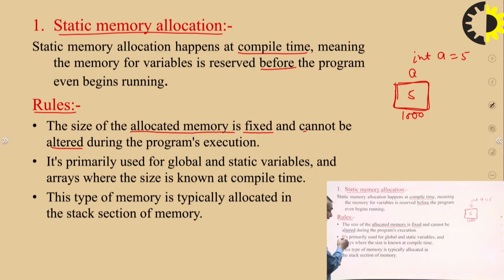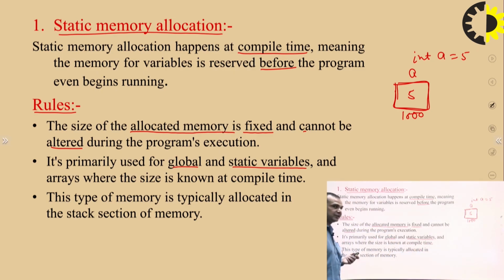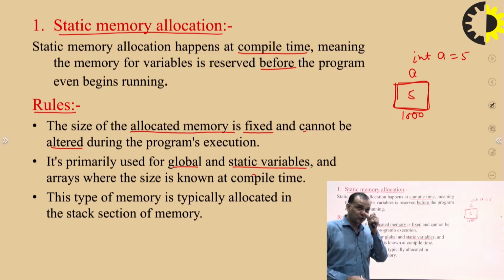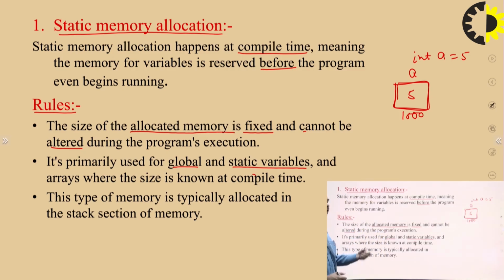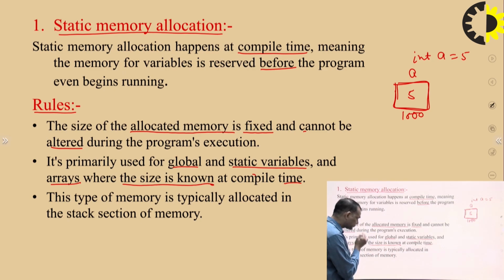Second, it is used for global and static variables. In the previous lecture, we discussed local variables, global variables, and static variables. So we use it for global variables, static variables, and arrays, where before compiling the program we know the size of the array or the static variable, or the global variable. So we use static memory allocation.